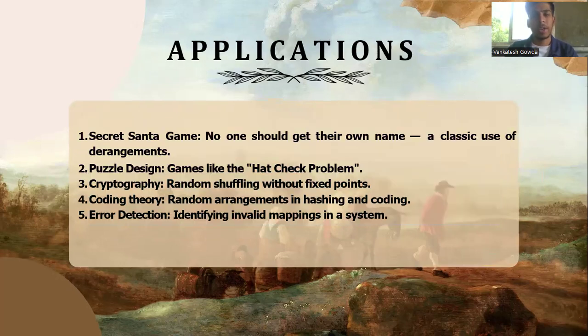Now we shall look at the applications of derangements one by one. First is the Secret Santa game, where no one should get their own name, a classic use of derangements. Next is puzzle design, like the hat check problem. Next is cryptography, where there is random shuffling without any fixed point. Next is coding theory, where there are random arrangements in hashing and coding. At last, it is error detection, where it identifies invalid mappings in a system.